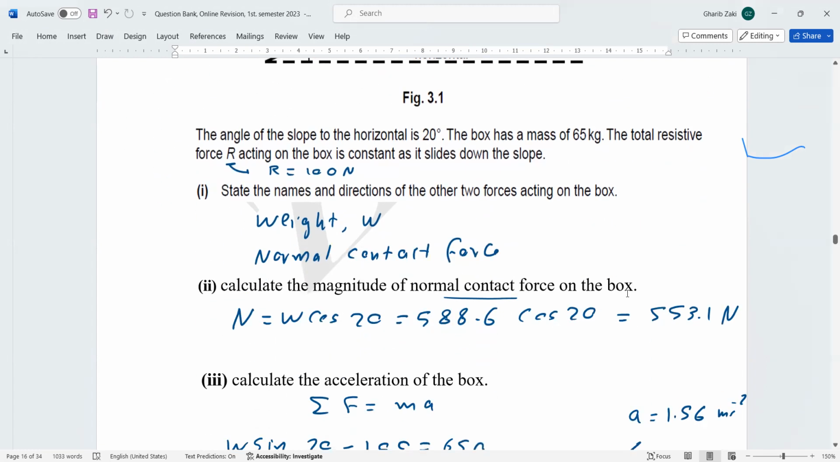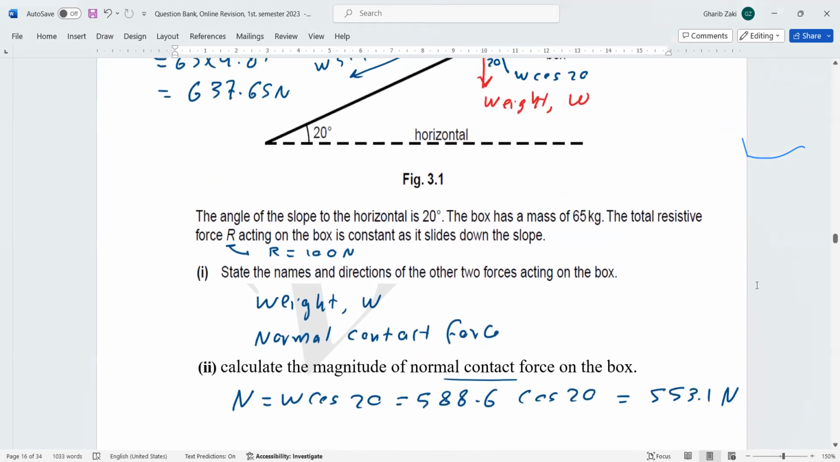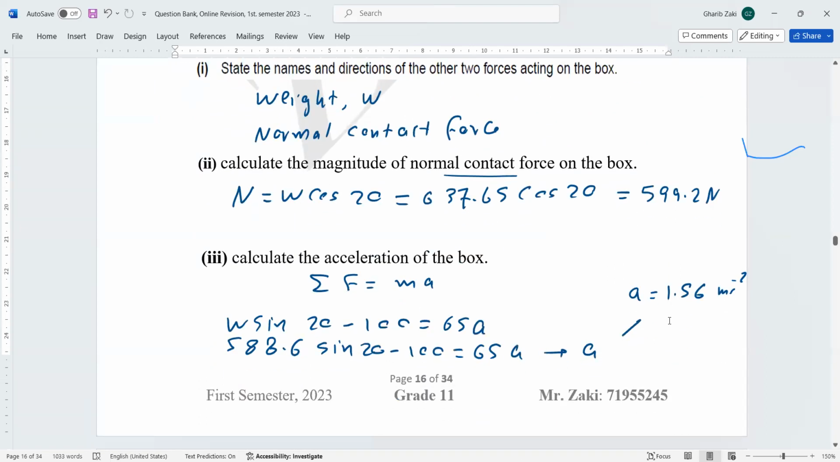And now we check this one here. The weight is that one here. So I cancel this. So the weight equals 637.65. Then I will check this answer here. Multiply by cosine 20. So the answer is 599.2 Newton. Thank you. Next.